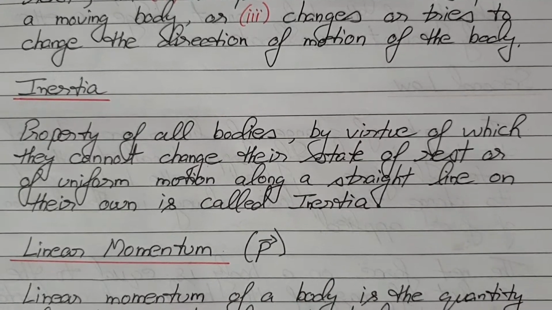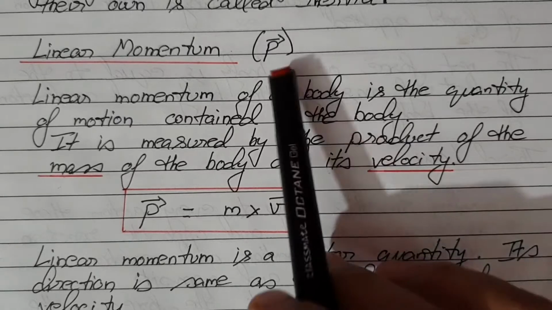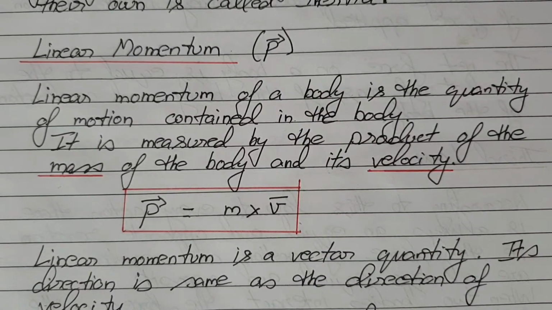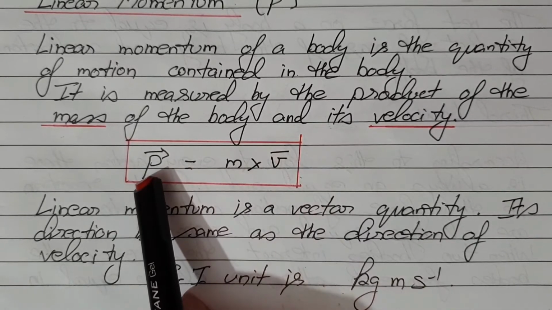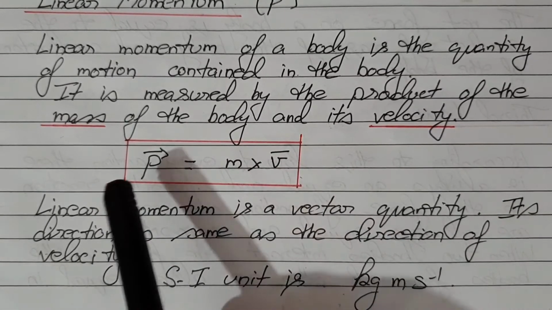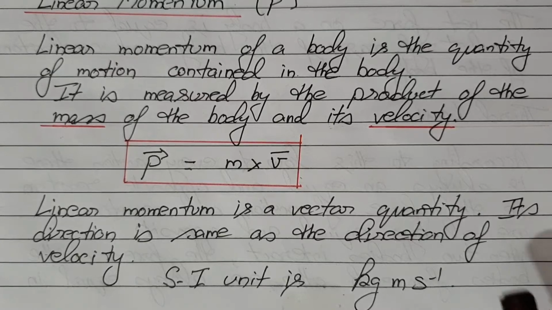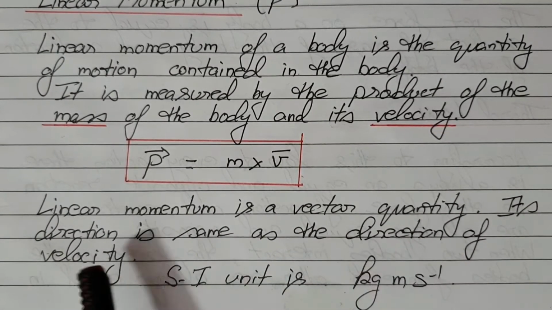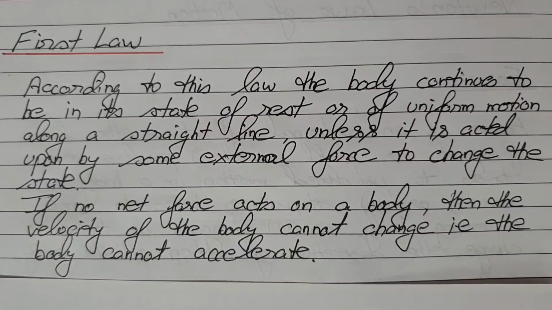Now comes the linear momentum. Linear momentum is a vector quantity, represented by P vector. The linear momentum of a body is the quantity of motion contained in the body. It is measured by the product of the mass of the body and its velocity. So P is m into v. In this case, P is the momentum vector, and v is the velocity vector. Its direction is the same as the direction of velocity. The SI unit of momentum is kilogram meter per second.